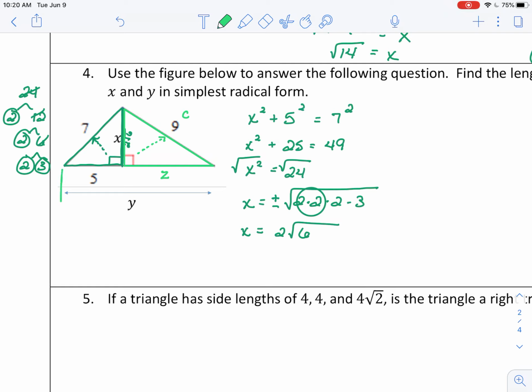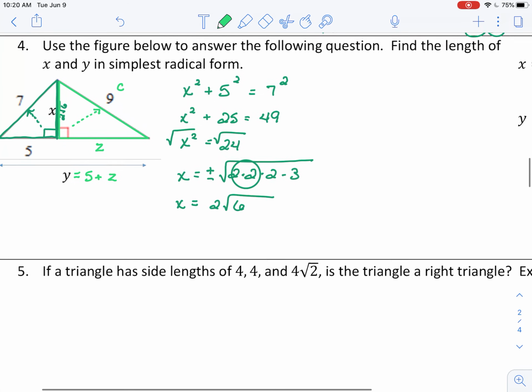What I want to point out, y starts here and ends here. So y uses this 5, but it also uses this z. It's 5 and z put together, which means, in other words, y is equal to the length of 5 plus whatever the length of z is. So if we can find z, we can find y. So I'm going to find z.